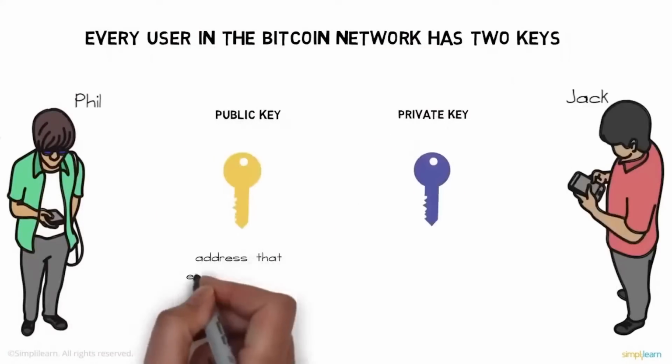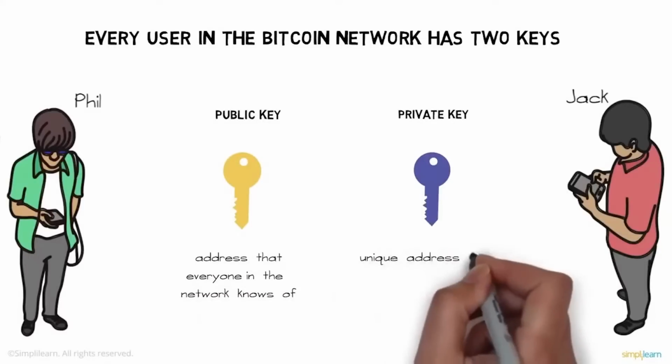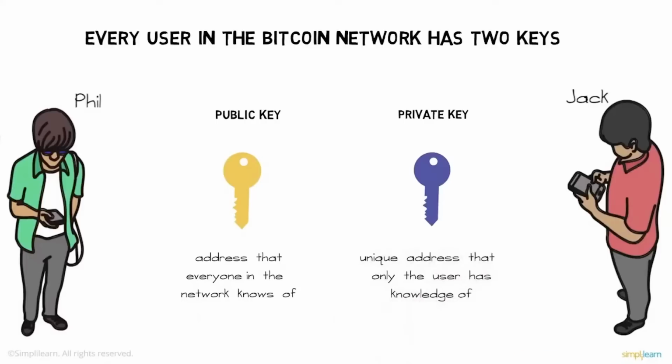The public key is an address that everyone in the network knows of, like an email address of a user. The private key is a unique address that only the user has knowledge of, something like a password.